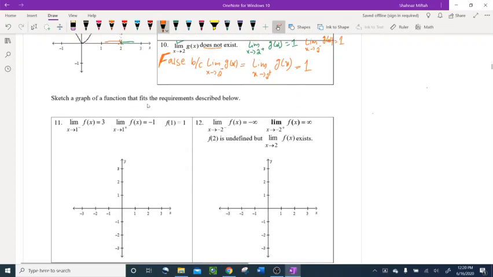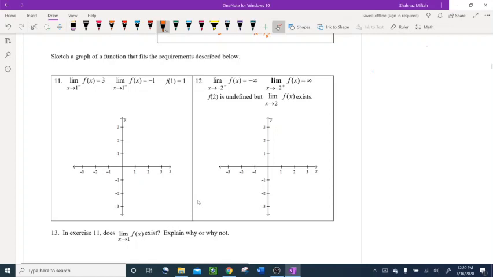Sketch a graph of a function that fits the requirements described below. Okay, everybody can do their own way how to make a graph. You just pay attention to what I'm doing and how I'm going in order. You see, this is a point, right? That's a defined point. When I have an x, I do have a y value for it, which means it's a closed circle.